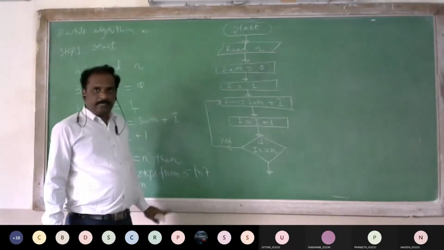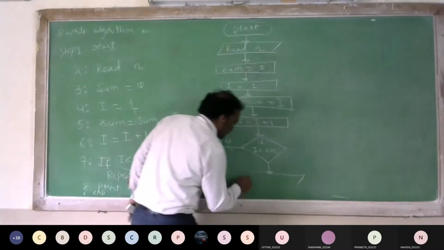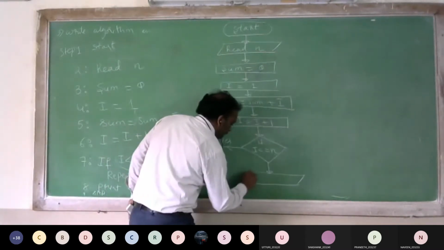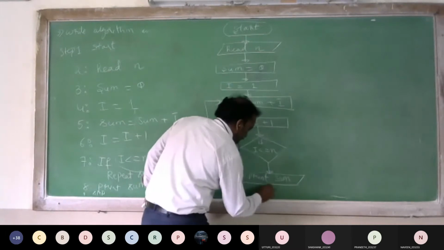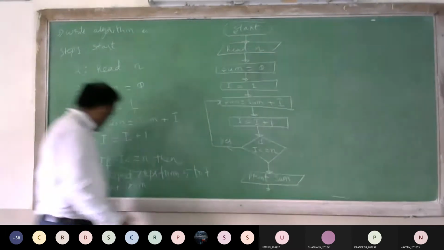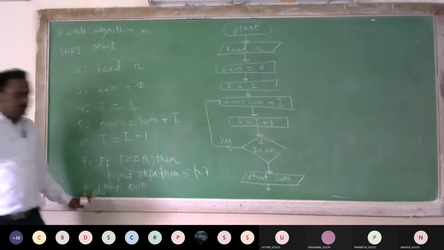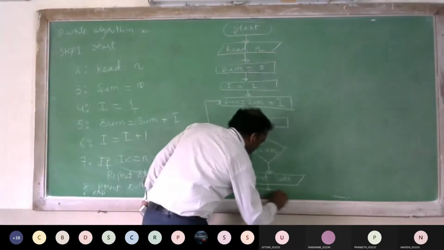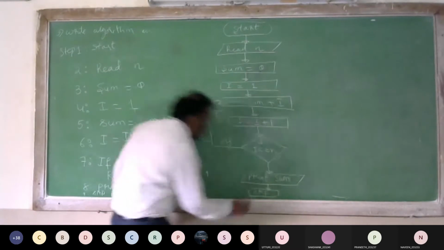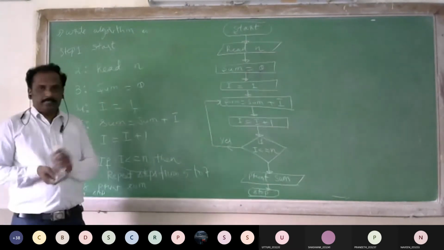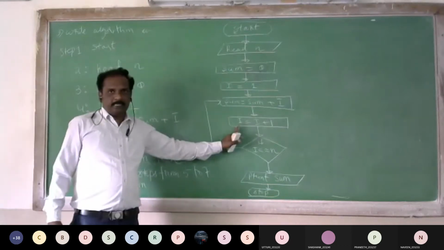What is the print statement? Print is nothing but an output statement. So what is the symbol used for the output statement? Parallelogram. Print sum. What is the last statement? The last statement will always be stop. What is the symbol used for stop? This is the oval symbol. So this is the flow chart. This is the algorithm. This is the flow chart, the diagrammatic representation.